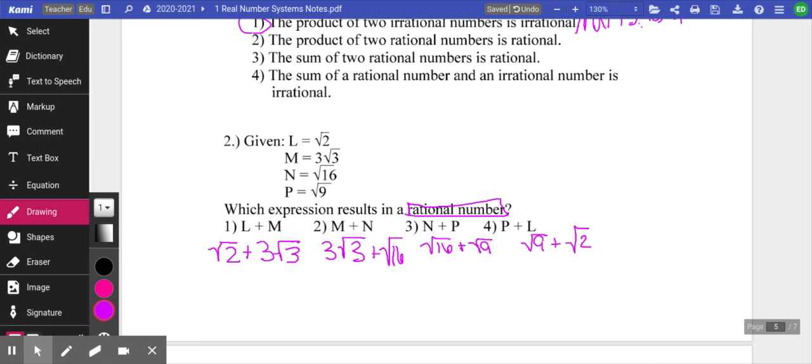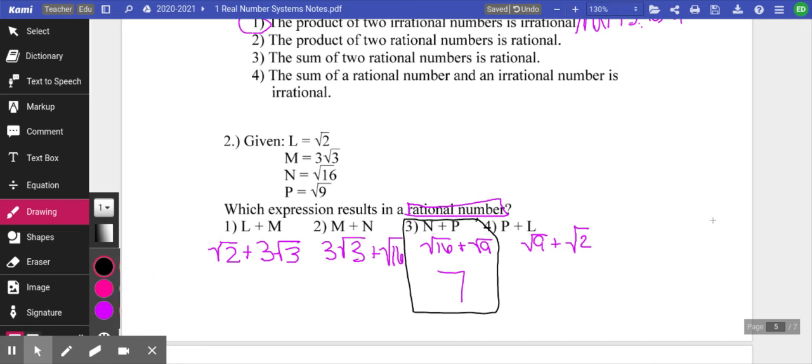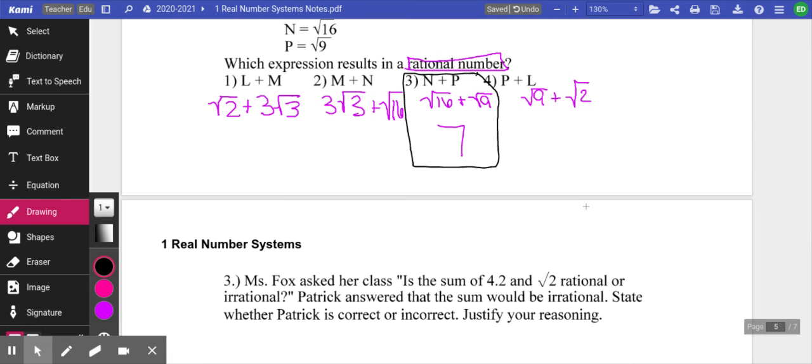So I'm just going to try number 3. Obviously, I know what the answer is. You could try this at home on your own. If I did the square root of 16, arrowed out, and did plus the square root of 9, I would get 7. 7 is my rational number. It's my rational answer here. So this would be the answer choice that I'd be looking for. Again, you would try these all at home and see what you get. You could pause the video and try them.